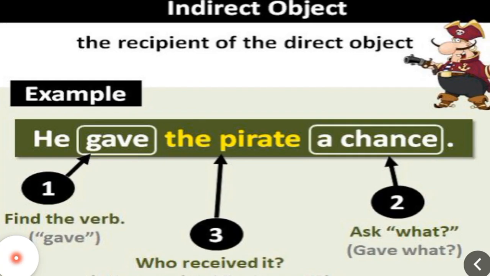Here is another example. He gave the pirate a chance. Here gave is a verb. A chance is the direct object.